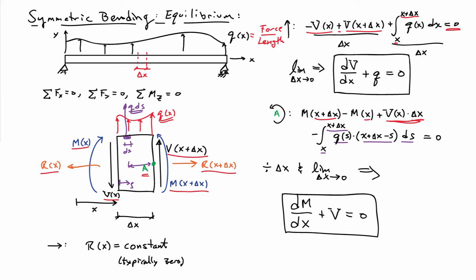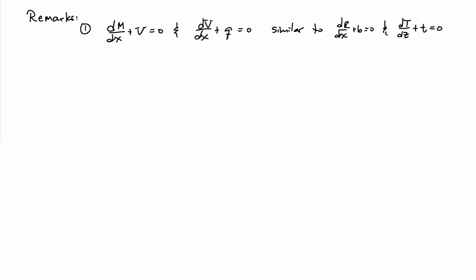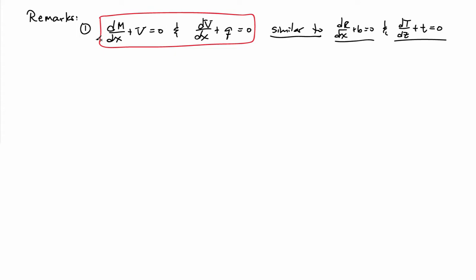So we end up with two equilibrium equations when we are dealing with the bending of beams. So it's a little bit more complicated than what we have for the case of torsion or axial forces. But it's very similar to that case. So we have, say in the axial force case, dr/dx plus b equals 0, and in the torsion case we have dt/dz plus little t equals 0. Here now we end up with two equilibrium equations. One is moment equilibrium about the z-axis, and the second one is force equilibrium in the y direction. And you can also add to that, if you want, the constancy of the axial forces r of x in the beam, which we usually take to be 0.